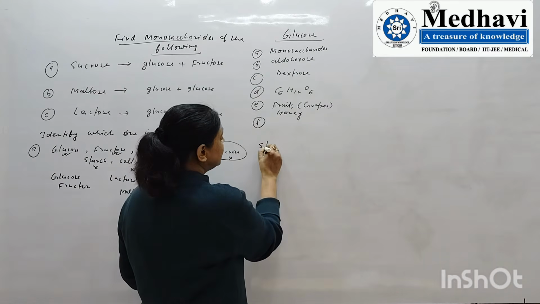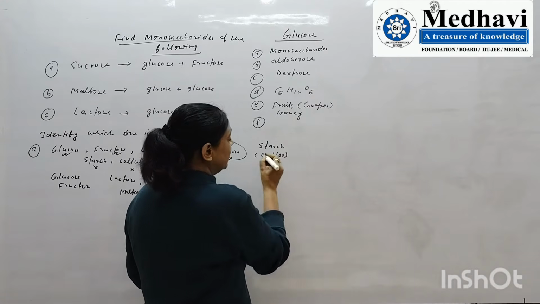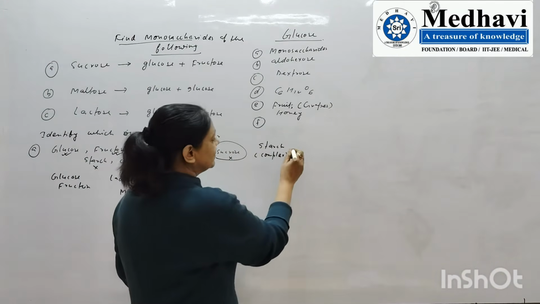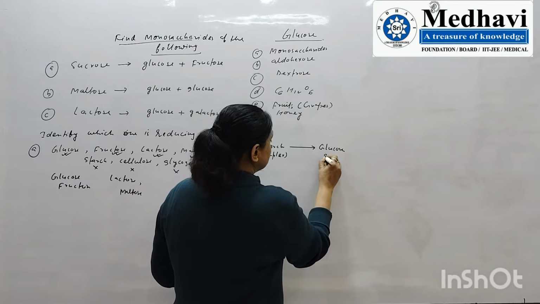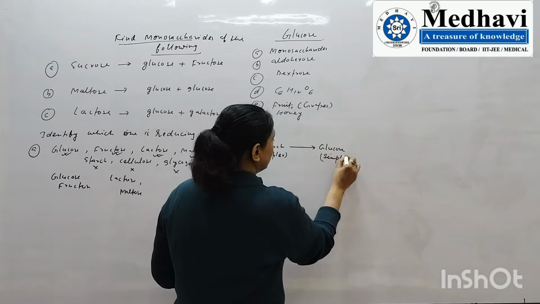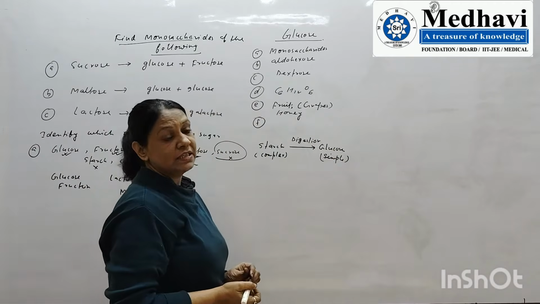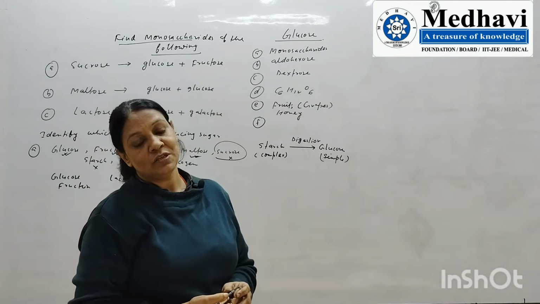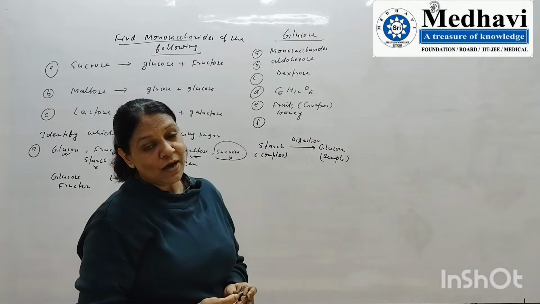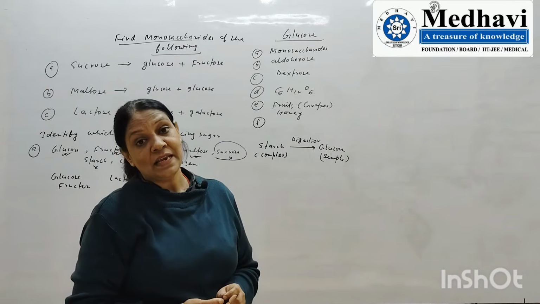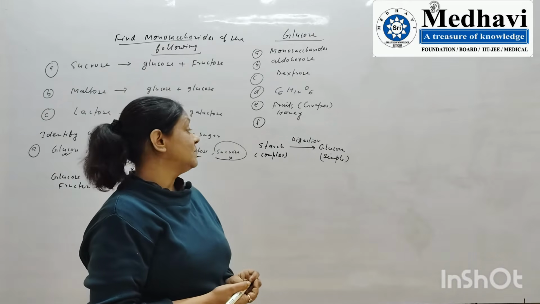That starch is present in a complex form. So when we take food, we take starch, and that complex food is converted into simple food, that is glucose. This process is called digestion. What is digestion? Digestion is a process in which complex food is converted into simple food with the help of digestive enzymes. For carbohydrates, we use the enzymes amylase, sucrase, maltase, lactase. These are the enzymes that are going to be used.